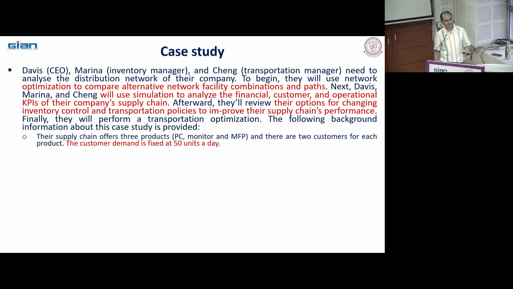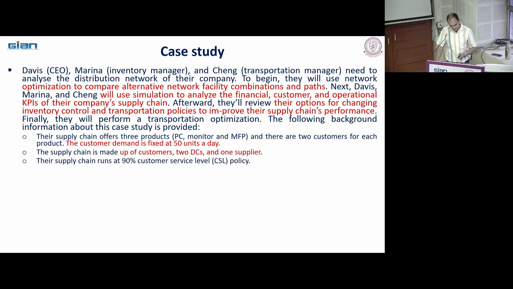How many total customers or demand? 6. The customer demand is fixed at 50 units a day. Which kind of demand pattern is this? Fixed, deterministic, but what is it? Periodic demand. Every customer is ordering 50 units daily. The time interval is daily, 1, and the unit quantity is 50. The supply chain is made of customers, 2 DCs and 1 supplier. So we have 1 supplier, 2 distribution centers and then the customers.